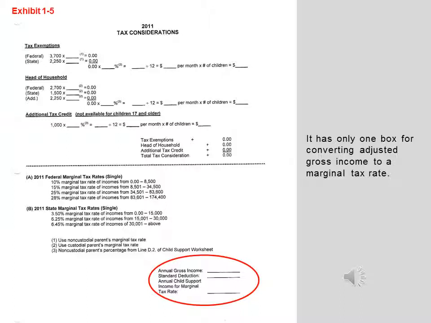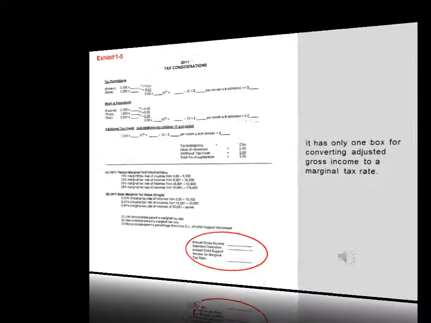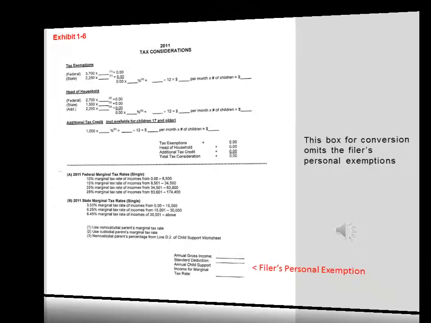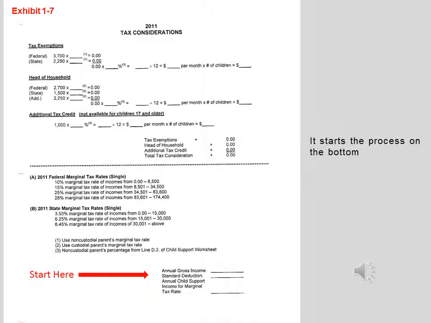It has only one box for converting adjusted gross income to a marginal tax rate. This box for conversion omits the filer's personal exemption. It starts the process on the bottom.